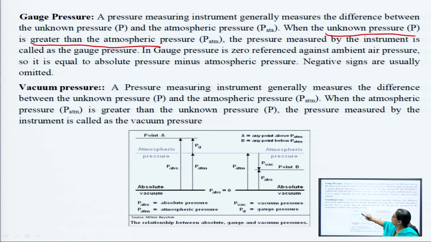Then we move to vacuum pressure. A pressure measuring instrument generally measures the difference between the unknown pressure and the atmospheric pressure. When the atmospheric pressure is greater than the unknown pressure, the pressure measured by the instrument is called vacuum pressure. Please don't get confused; there are some important words here: greater than atmospheric pressure, and here greater than the unknown pressure. In vacuum pressure the atmospheric pressure will be greater than the unknown pressure. If you look at this here, you will understand better.